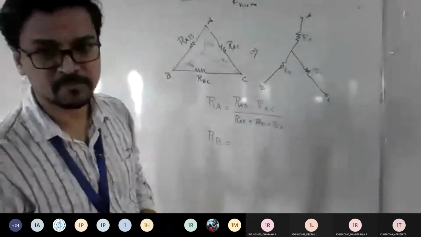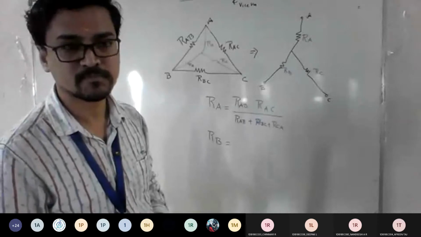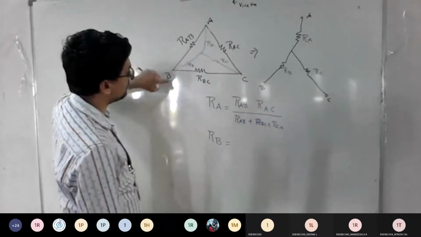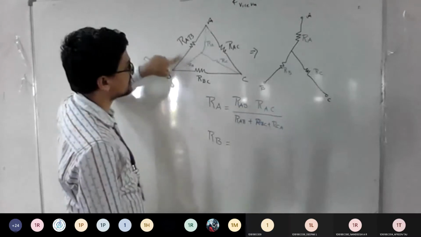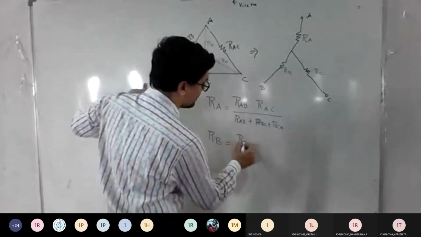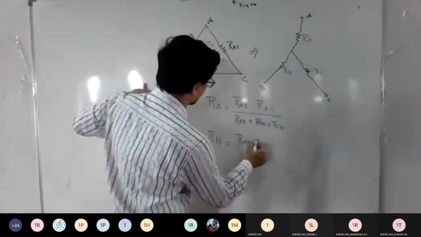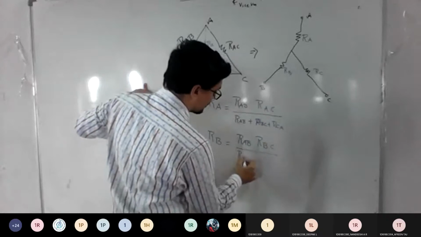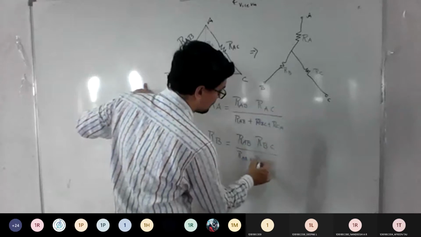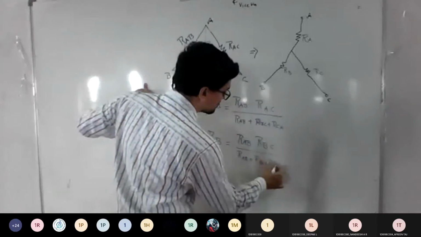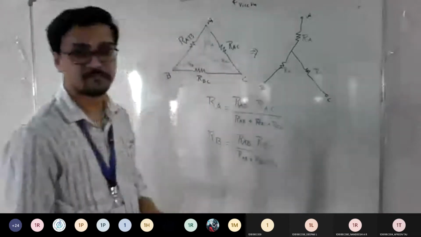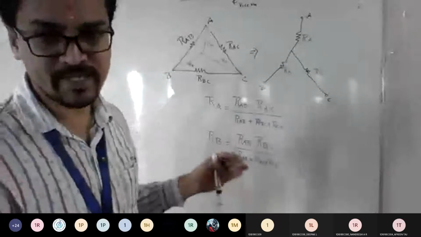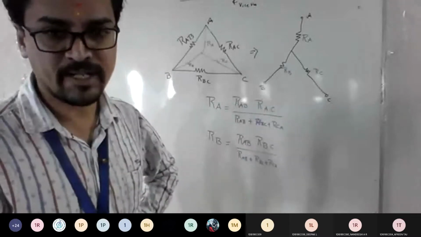What is the formula for RB now? RBC into RAB. So here you said right. B means here. So between these two resistors, I should write RAB, RBC, whole divided by, see, the denominator remains the same. So RAB plus RBC plus RAC. Is it fine? So the denominator in delta to star conversion remains the same. Any doubts? Anyone till here?